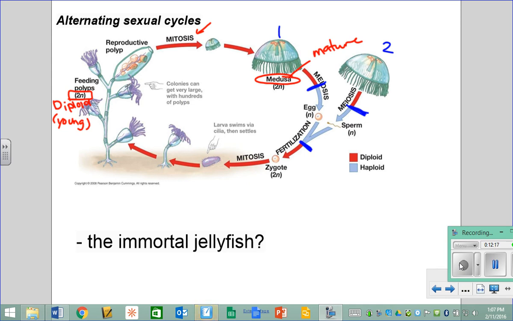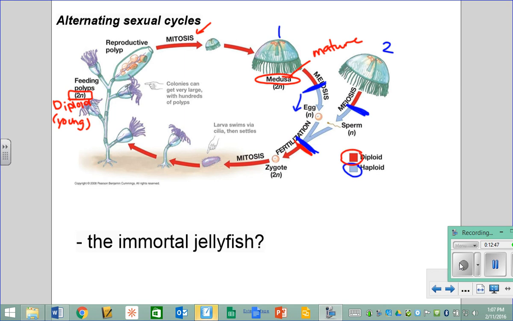So just like with a plant, an animal like a jellyfish has a portion of its life where it's using mitosis, so asexual reproduction, and a portion of its life where it's using meiosis, so sexual reproduction. You're always looking for meiosis and fertilization. Anything that happens after meiosis is haploid. Anything that happens after fertilization is diploid.